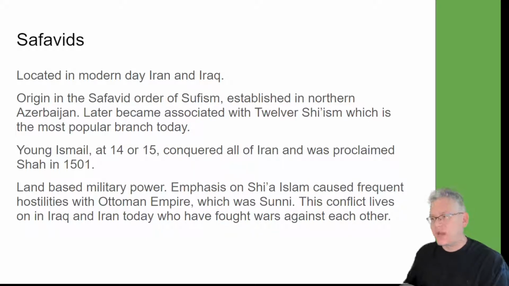This is the most popular branch of Shiism today, again, and it has a lot of adherents and a lot of followers. So the leader of the Safavids then is a guy named Ismail, and at 14 or 15 conquered all of Iran and was proclaimed Shah in 1501.